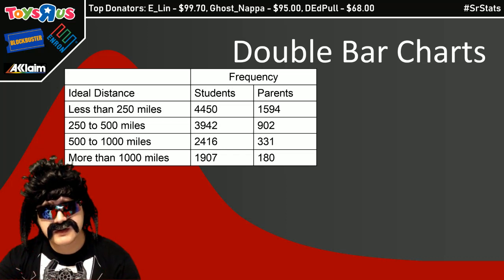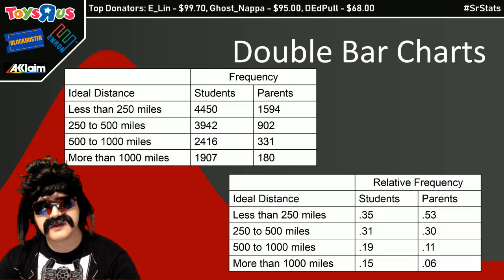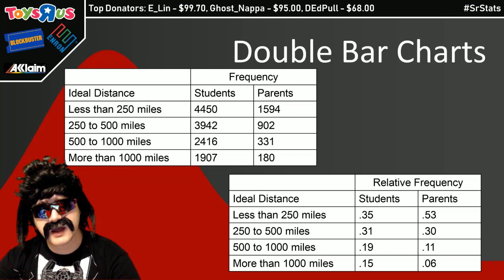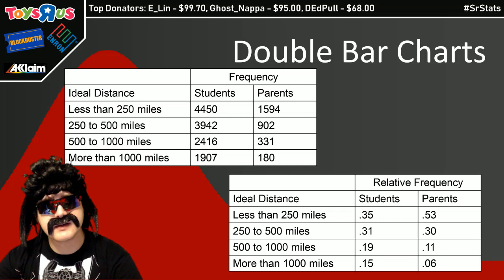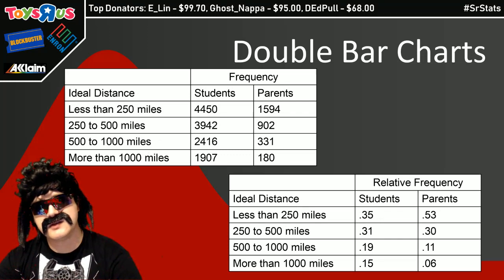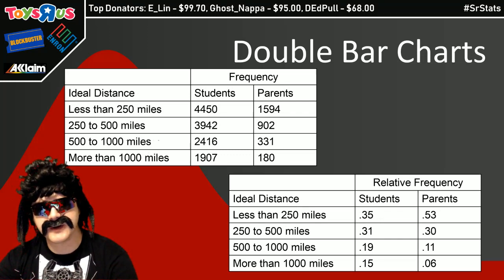Alright, when we do this, we end up having these values. So 4,450 students over the total that was actually done gives us 0.35. 1,594 out of the 3,007 of the parents gives us 0.53. Now these relative frequencies are what we're going to actually use in the bar chart.